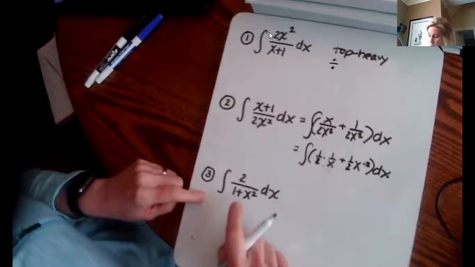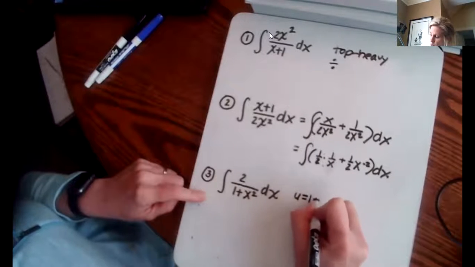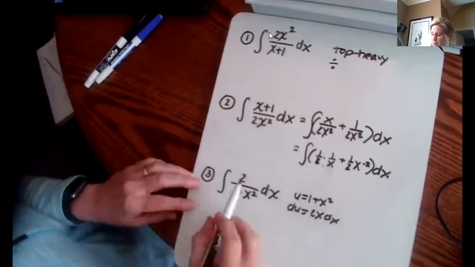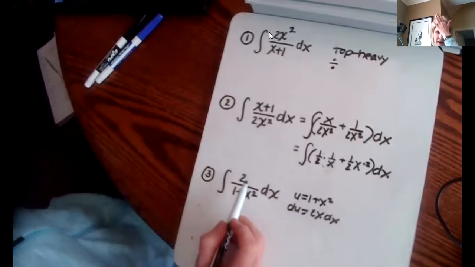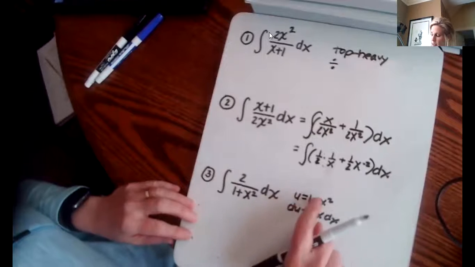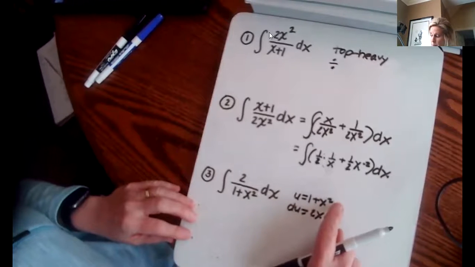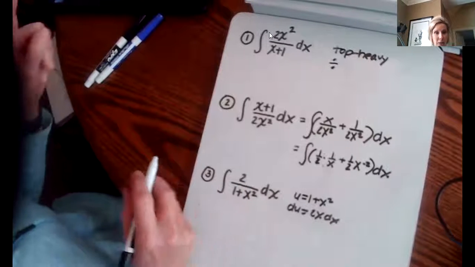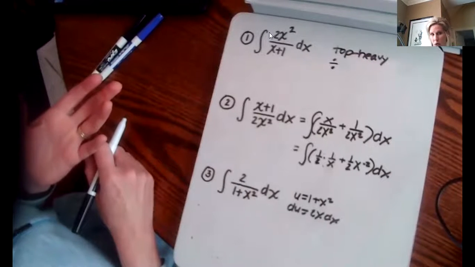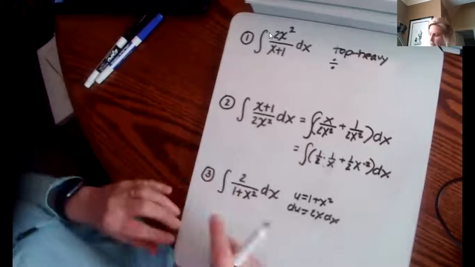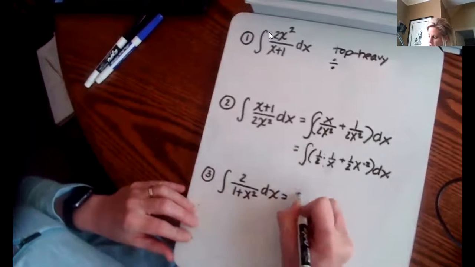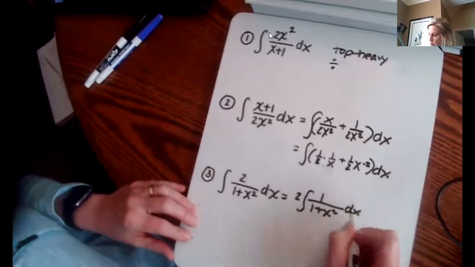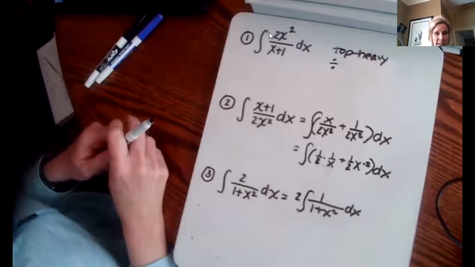Now, on the bottom one, my gut instinct is to let u equal 1 plus x squared, which would make du 2x dx. But wait a minute, I don't have an x up here. Remember, what I want to let u be winds up being degree 2, whereas the top is degree 0. That's the trigger to make me think, wait a minute, is this maybe an arc trig function? Well, yes, of course. This is straight up 1 over 1 plus x squared. So that's just the arc tangent structure.